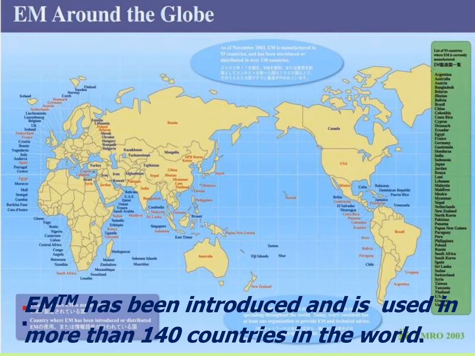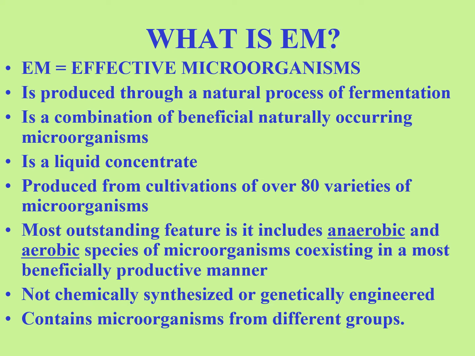EM technology has been introduced and is used in more than 140 countries in the world. What is EM? EM is produced through a natural process of fermentation. EM is a combination of beneficial, naturally occurring microorganisms. EM is a liquid concentrate. EM is produced from cultivations of over 80 varieties of microorganisms.